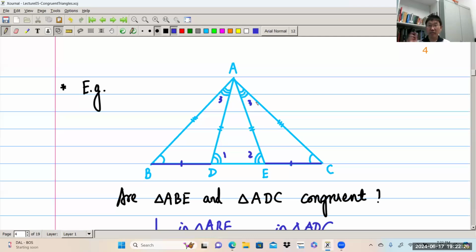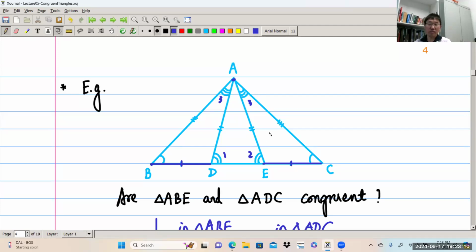Now I ask you, think about it. Can you figure out the answer to this question here? Triangle ABE, is this triangle congruent to ADC? If they are congruent, how are you going to write down the congruence relation? First of all, why are they congruent? Same size and same shape. But you need to show that.